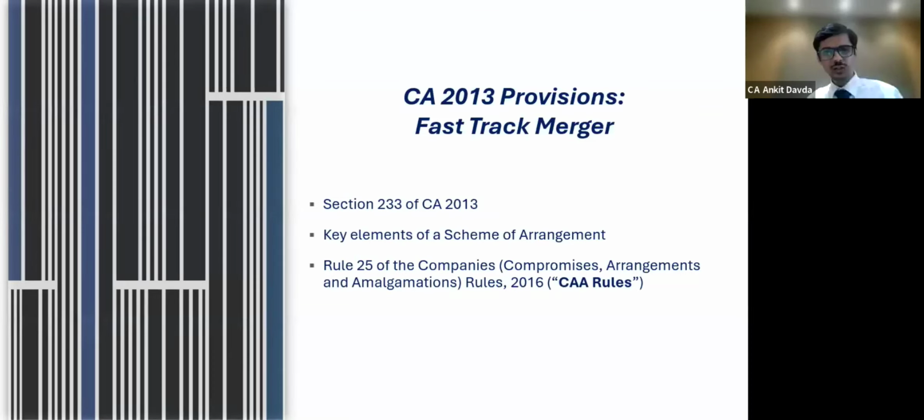So in that sense, there are very few provisions to refer to: Section 233, one single section, and a corresponding Rule 25, only a single rule. No doubt there are certain cross references in Rule 25 or Section 233 which we need to take care of, but in terms of provisions under the Companies Act, it is very brief.